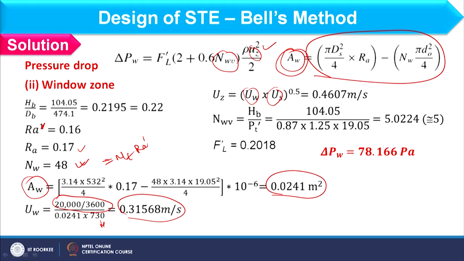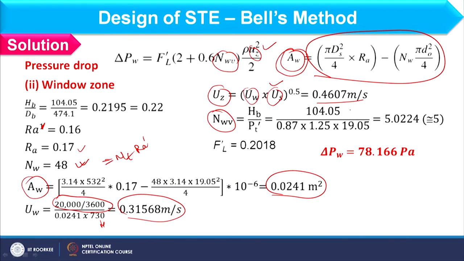So, considering UW as well as US, which you have already found in HOC calculation, you can consider UZ as 0.4607 meter per second. And after that, we should find out NWV, that is the vertical tube rows in window zone, and that should be equal to HB by PT dash. HB we have already calculated, and PT dash is 0.87 into PT because I am considering triangular pitch.